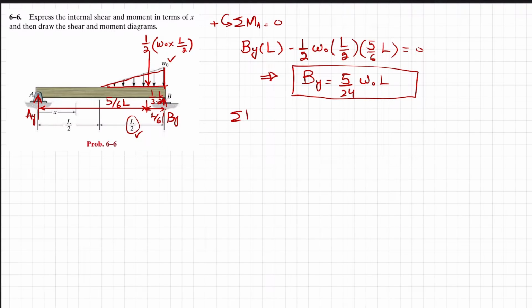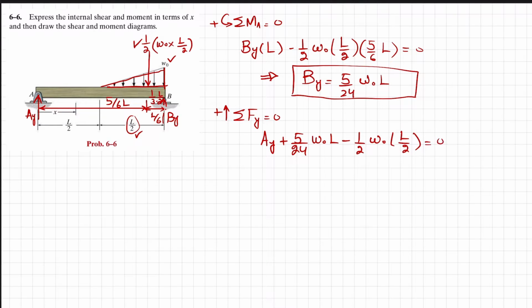Now we will apply another condition: the sum of all moments about point B is equal to 0, or simply you can take the sum of all forces along the y direction equal to 0, taking upward force as positive. Here you can see there are different forces: one is AY, the other is BY, and the third is the load acting downward, and their sum must be equal to 0. So I will write AY, which is upward, plus BY, which is 5 over 24 W naught into L, minus the concentrated load, minus 1 over 2 W naught into L by 2, equal to 0. When you calculate it, AY comes out to be W naught into L over 24. So this is our reaction force.